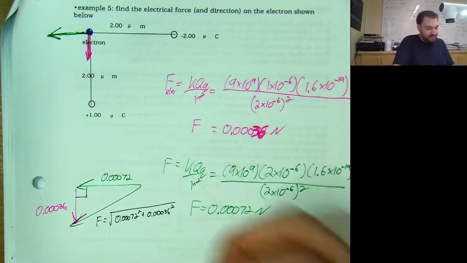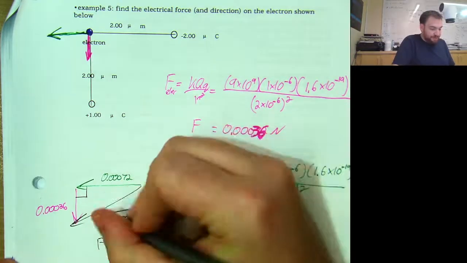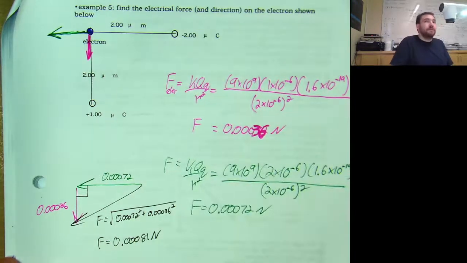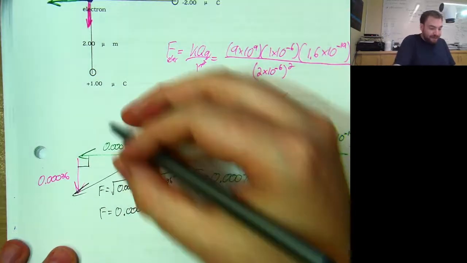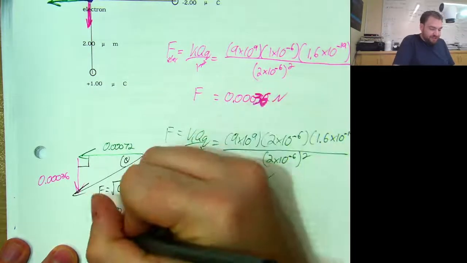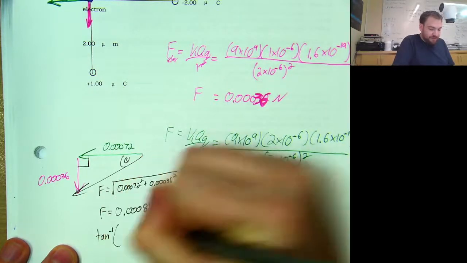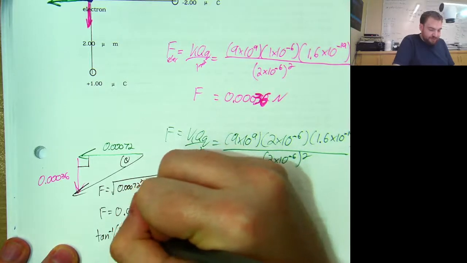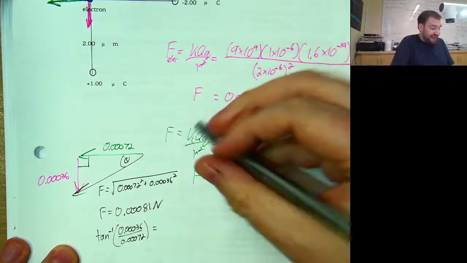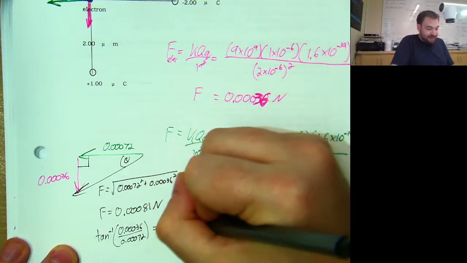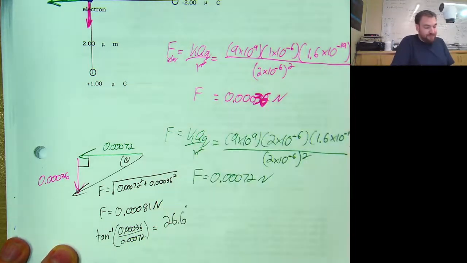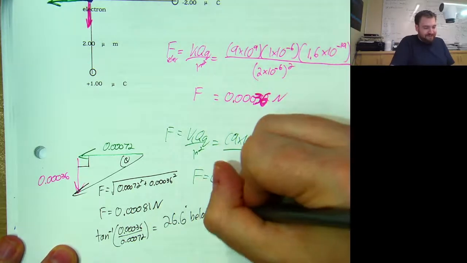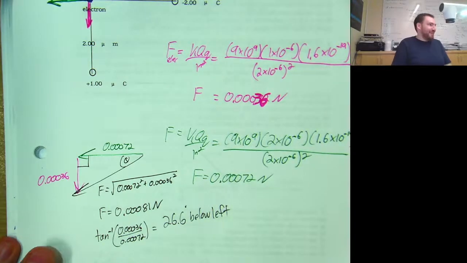Just using Pythagoras. We're going to find that the net force is equal to 0.00081 newtons. And in my direction, this angle here is just going to equal the tan inverse of 0.00036 over 0.00072, which is just tan inverse of a half, which is nice and easy, and 26.6 degrees below left, I guess is the best way to describe which way that is.